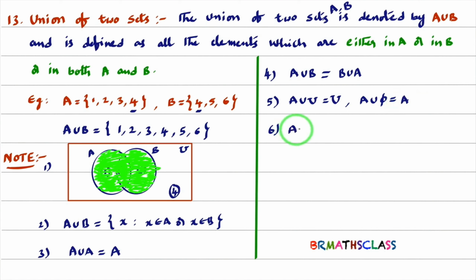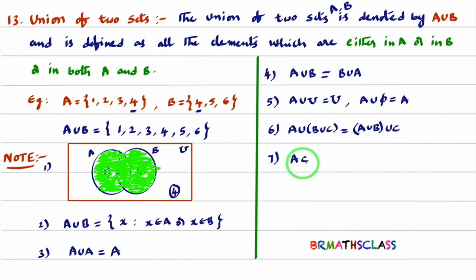In sets, associative law holds good with respect to union. A union (B union C) is same as (A union B) union C. You need to remember these points which will be useful while solving the problems. This is known as associative law with respect to union of sets.